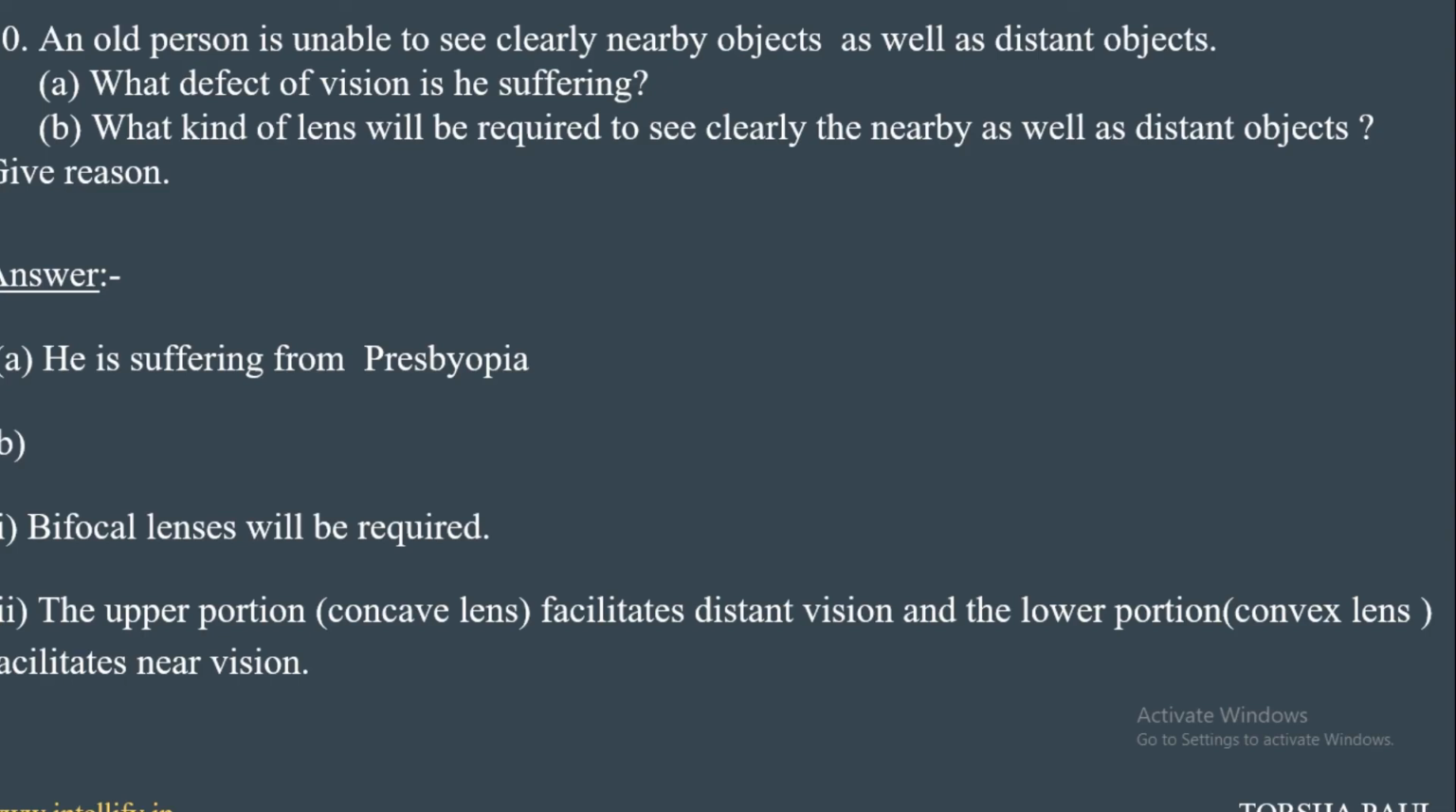Okay. So what kind of lens will be required to see clearly the nearby as well as distant objects? Bifocal lens, because the upper portion is a concave lens which facilitates the distance vision, and the lower portion, that is a convex lens, facilitates the near vision. So that only we are using a bifocal lens for presbyopia. Okay. That's all about the questions.